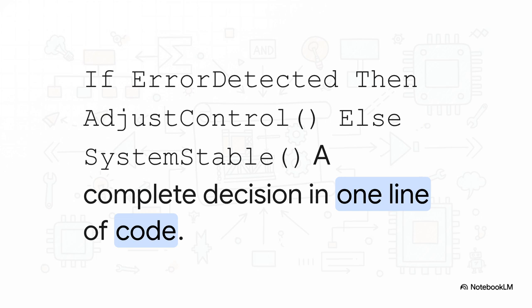And don't get intimidated by the code. This is what it actually looks like in the real world. This single line of Visual Basic is a complete decision. It's just saying, hey computer, if an error is detected, run the adjust control program. If not, just run the system stable program. That's it. It's an algorithm in its purest form.